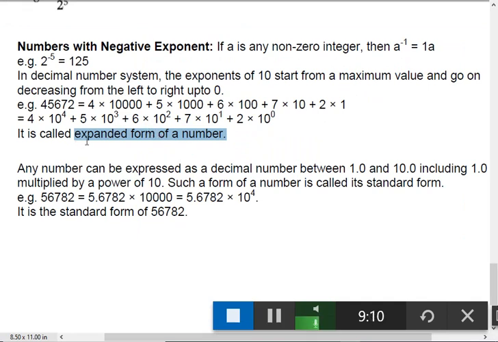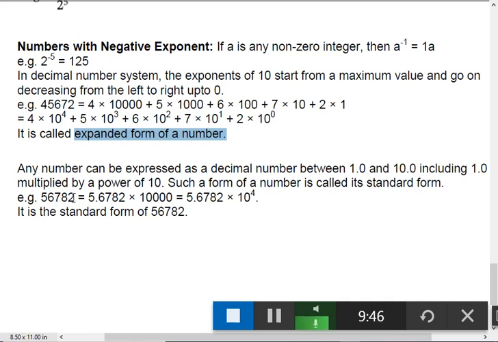What is the expanded form of a number? See here, 45,672. Write the expanded form. It should be 4 into 10,000, right? Plus 5 into 1,000 plus 6 into 100 plus 7 into 10 plus 2 into 1. Now this needs to be converted into exponents. So 4 into how many? 10 raised to 4. 5 into 10 raised to 3. 6 into 10 raised to 2. 7 into 10 raised to 1. 2 into 10 raised to 0. Add them. That's the expanded form. And standard form we have already studied.